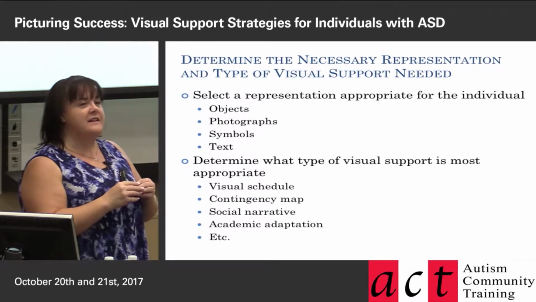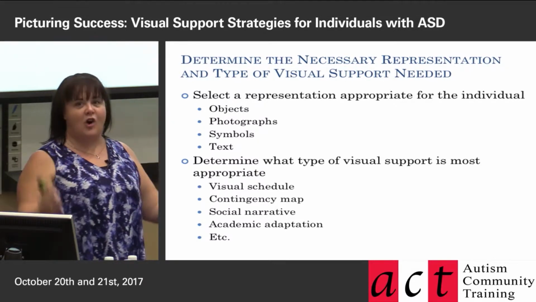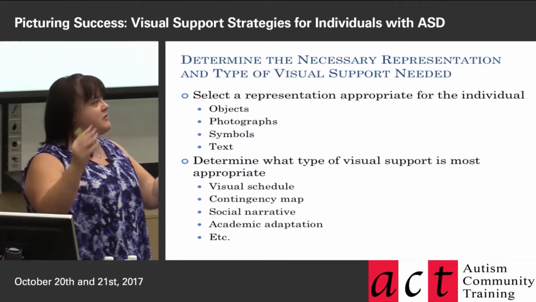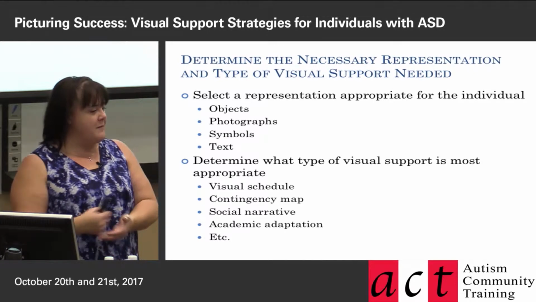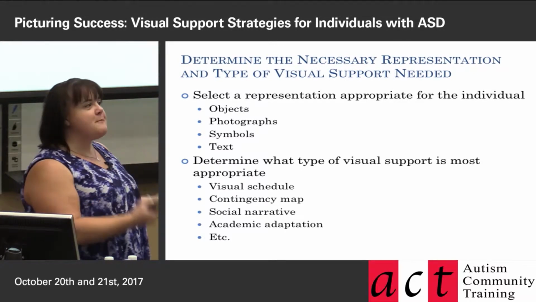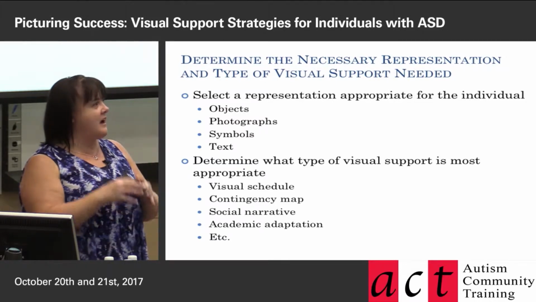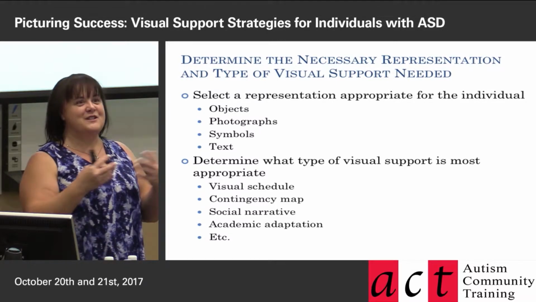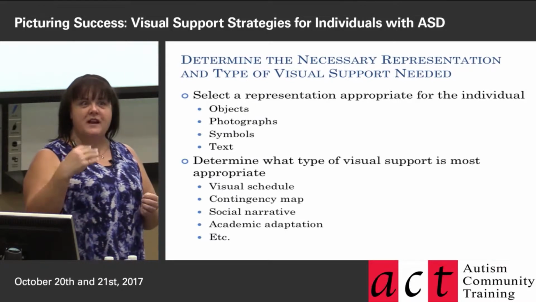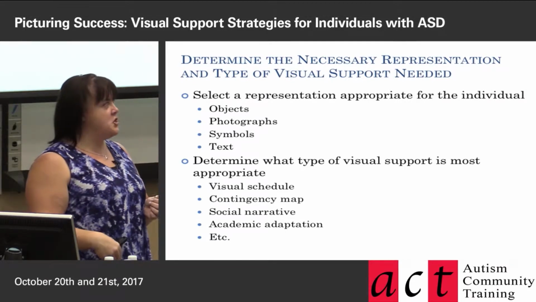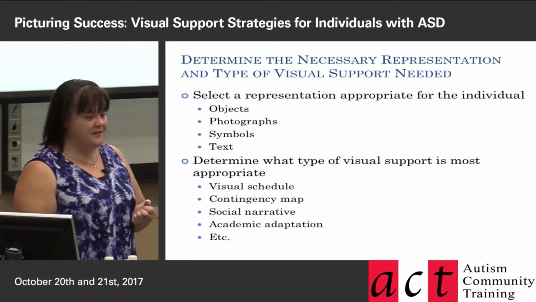Do I need to provide the individual with information about the social context? Are there things about the social environment that the person doesn't know? A social narrative might be appropriate. Is this about helping the student be able to access and participate in academic instruction? If so, a modification around academics is needed. So think about what kind of visual will help me get what I want for this student.